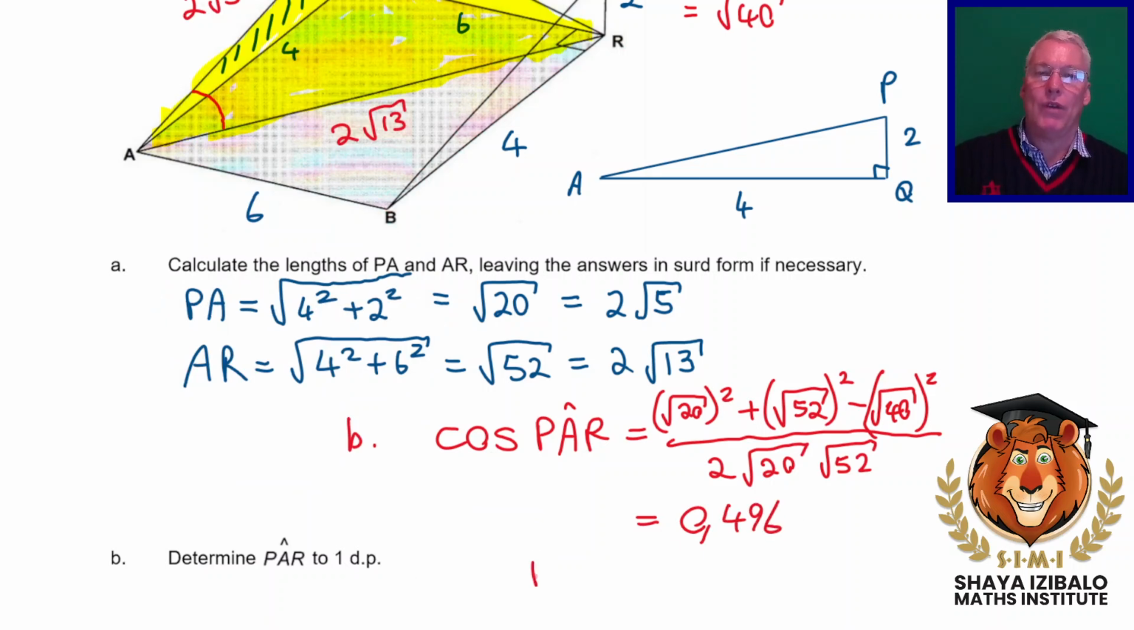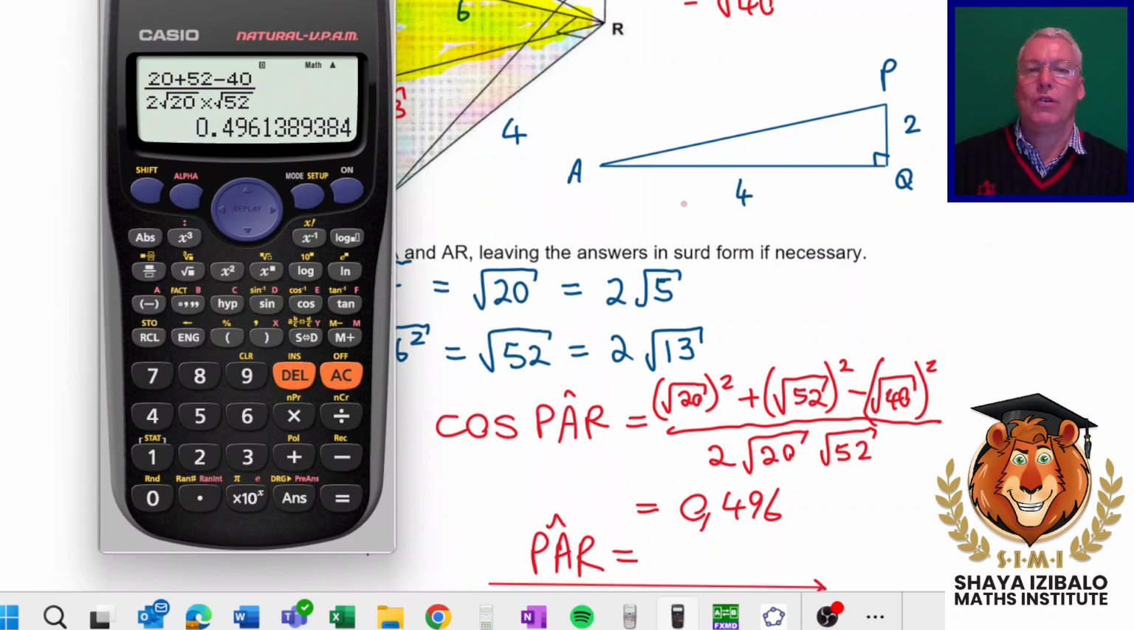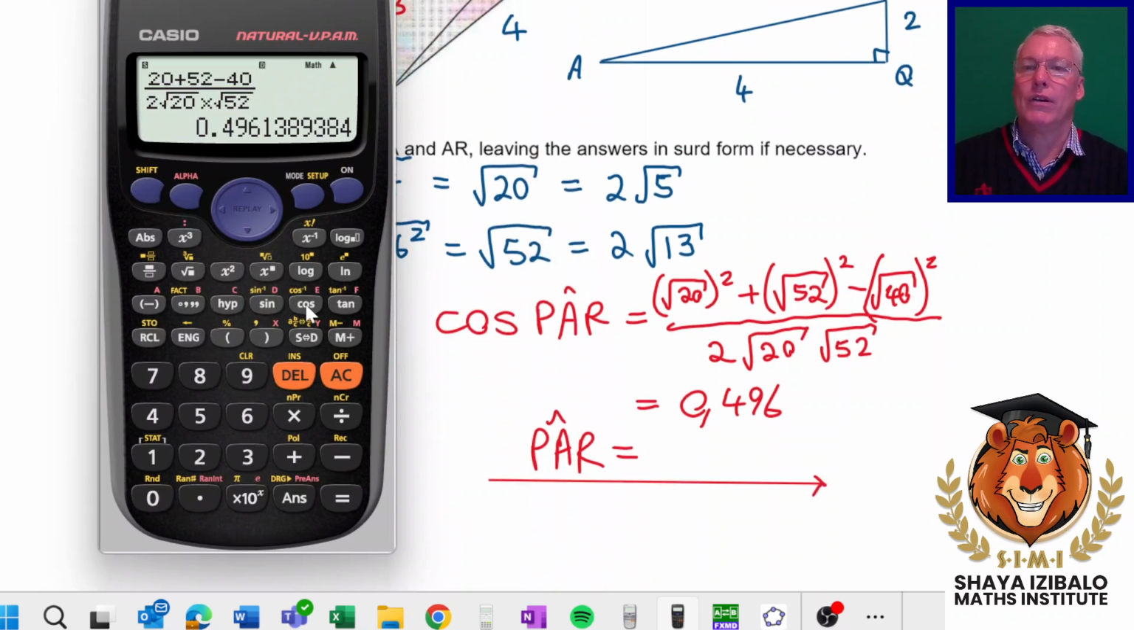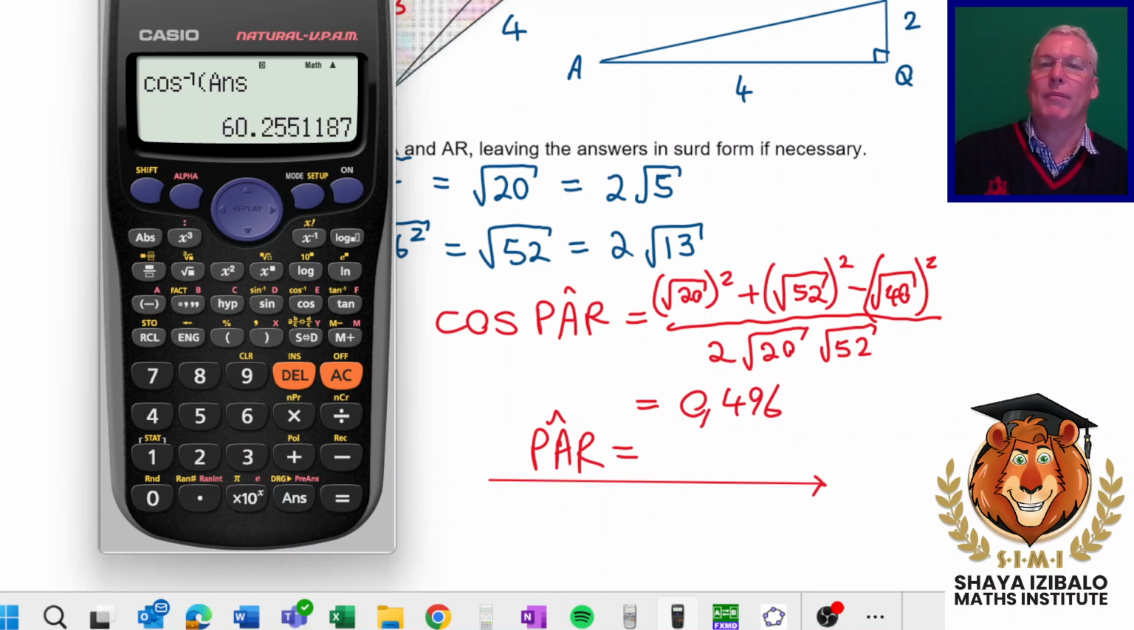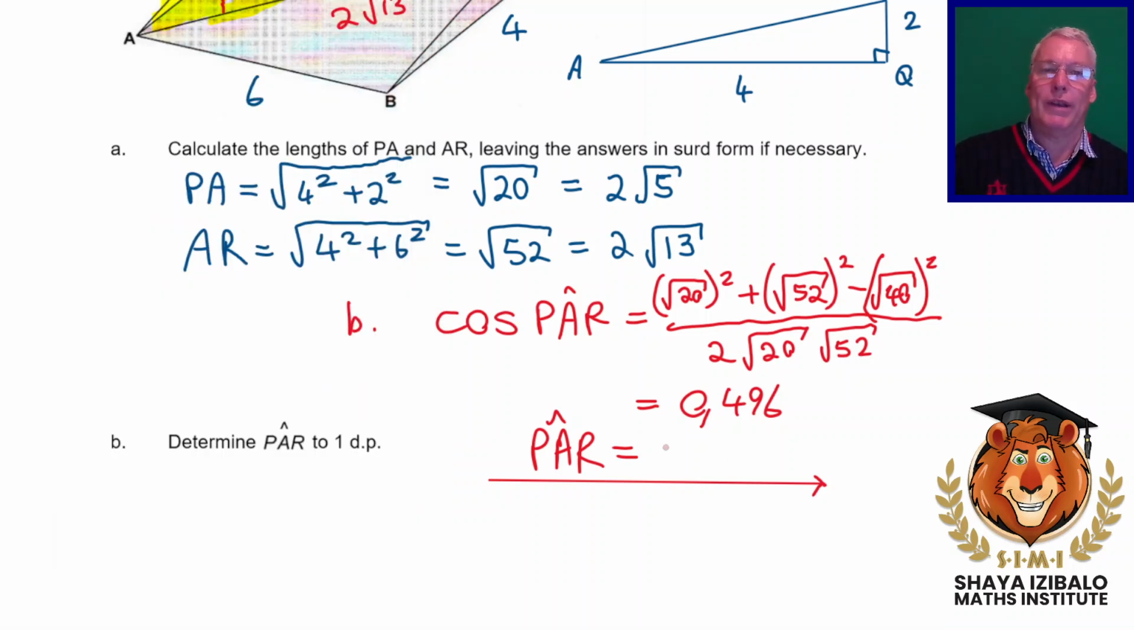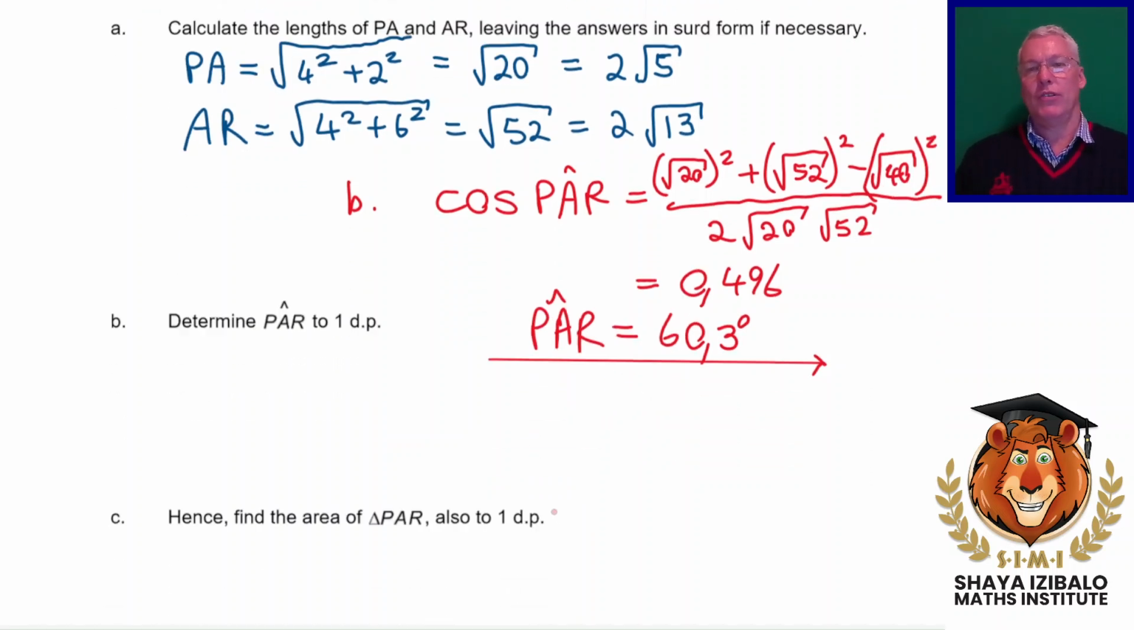Therefore to find PAR, we're going to undo cos, we're going to find the inverse of the cos function. Let's see what that comes to. We shift cos of our answer, and there it is. It's about 60.3 degrees. It says 1 decimal place, so 60.3 degrees. A lot of this is just about being able to visualize in 3 dimensions. It often helps to draw the separate triangles in 2 dimensions.